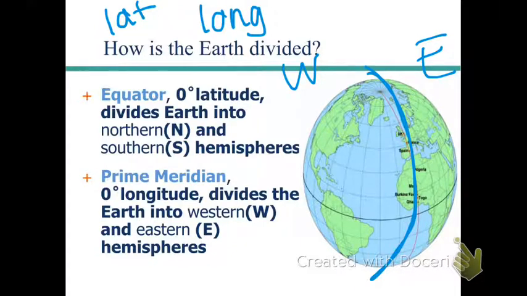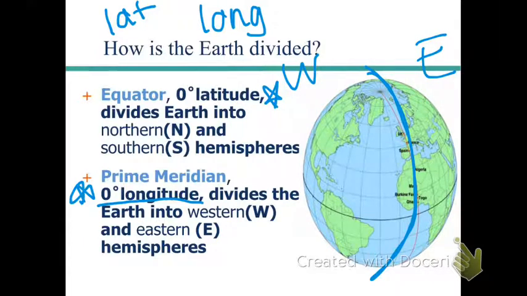So, equator, 0 degrees latitude, you do need to know that part, that's very important. Divides into northern, southern hemisphere. Prime meridian, 0 degrees longitude. Make sure again that you do know that. And it divides the earth into the eastern and the western hemisphere.